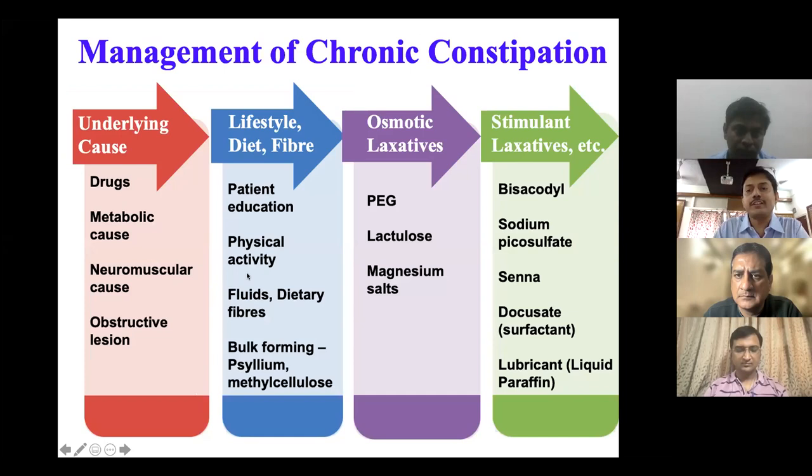So this therapy, as I said, whatever underlying treatable cause is there, whatever we can manage, we should manage them. Lifestyle-wise, educating the patient about the condition, importance of adequate physical activity, good amount of fluid every day, dietary fibers. And often we start therapy with a bulk-forming laxative, psyllium. Among the other drugs commonly used are PEG, lactulose, and magnesium. These are the osmotic laxatives. In some patients, when they don't respond, we can go to the stimulant laxatives like bisacodyl, sodium picosulfate, or senna.